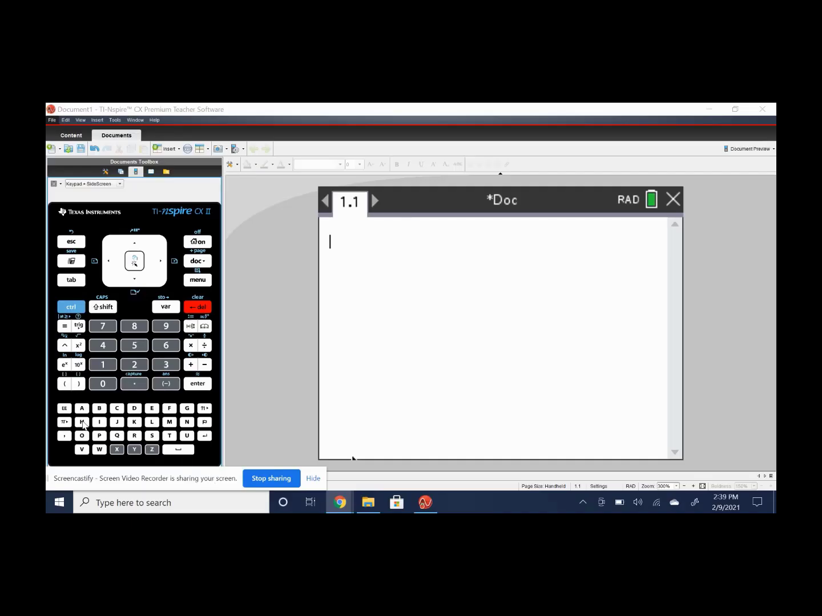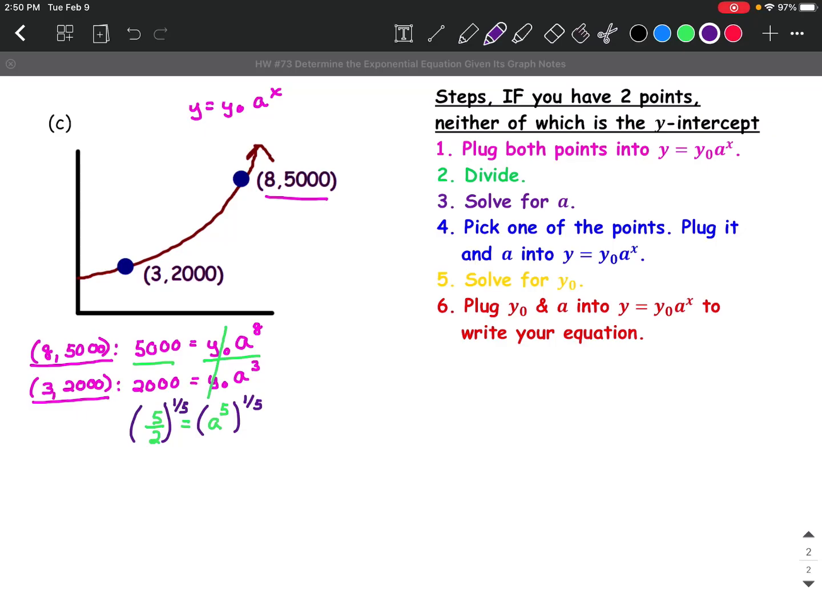Okay, so we want to find our value of a. We need to use parentheses around our fraction, otherwise only part of it will be raised to the exponent. So we want 5 halves, and we want to raise that to, and use our fraction template, the 1/5. And if we hit enter, we get 1.2011. That's our value of a. Okay, so we just found that a is about 1.2011.